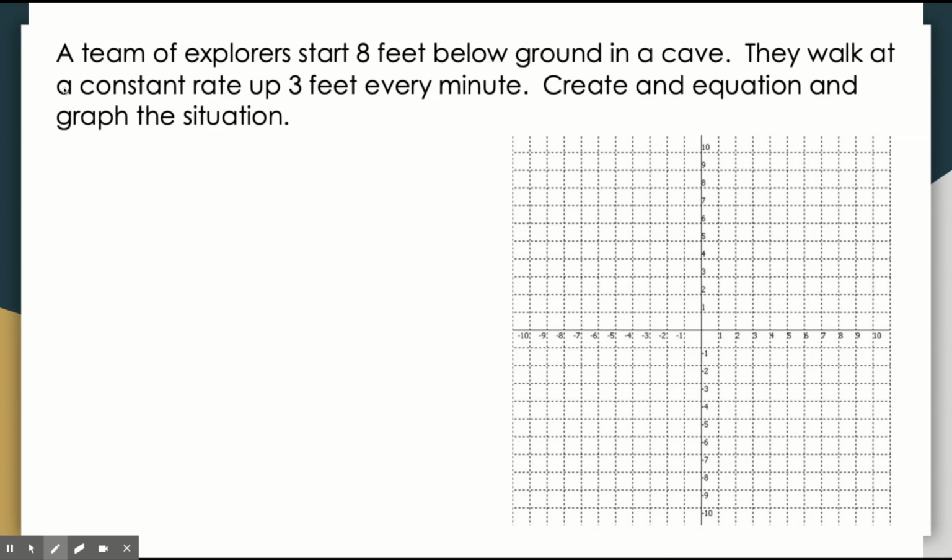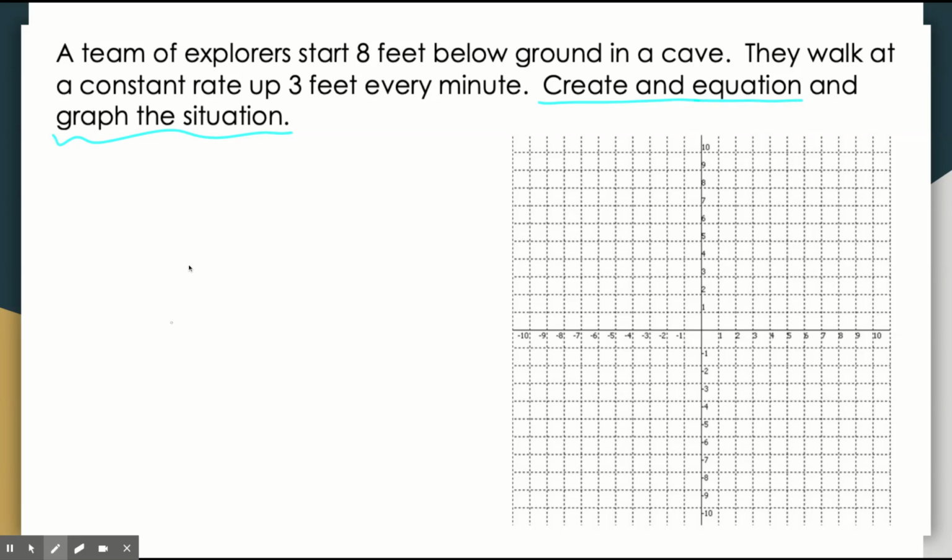So again, let's start here. A team of explorers start 8 feet below ground in a cave. They walk at a constant rate up 3 feet every minute. We're asked to create an equation and then graph the situation. So right now we're trying to look for information to help me create an equation that's going to help us graph this situation. So again, reading through one more time.